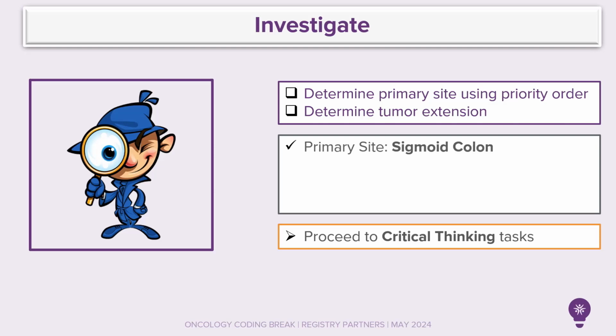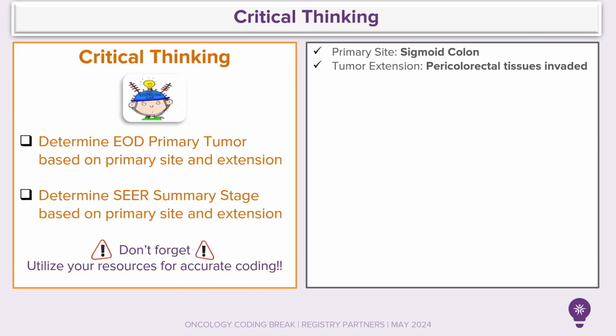So we have the primary site as the sigmoid colon, which is based on the op report, which does take priority per that SEER Appendix C priority order. Next, we have the tumor extension, which is invading the pericolorectal tissues, and that's per the pathology report, and that is using the EOD general rules, which does state pathologic findings take priority over clinical findings. Okay, now that we've determined the primary site and tumor extension, we can work on determining the EOD and SEER summary stage, which is tapping into our critical thinking skills.